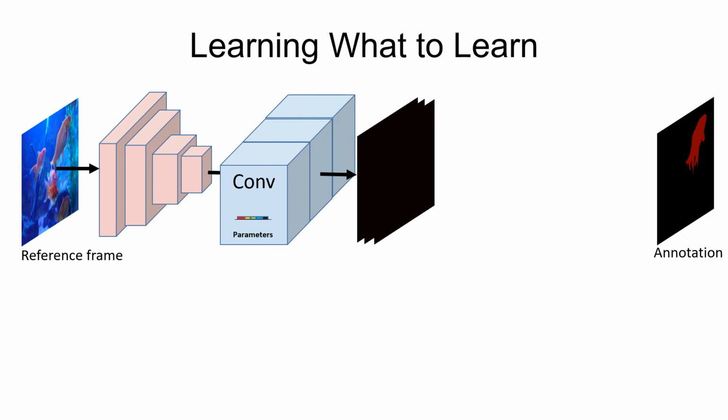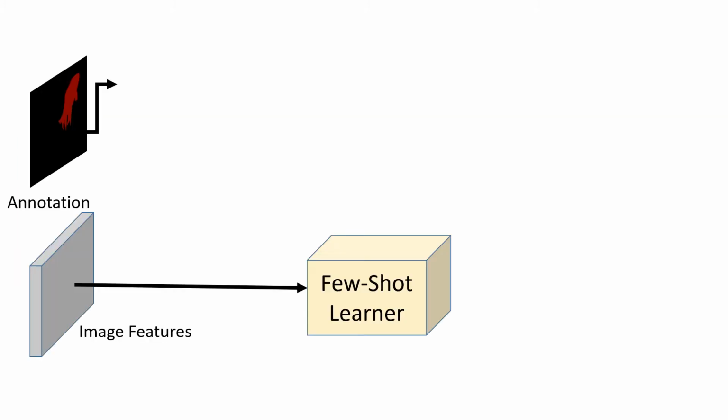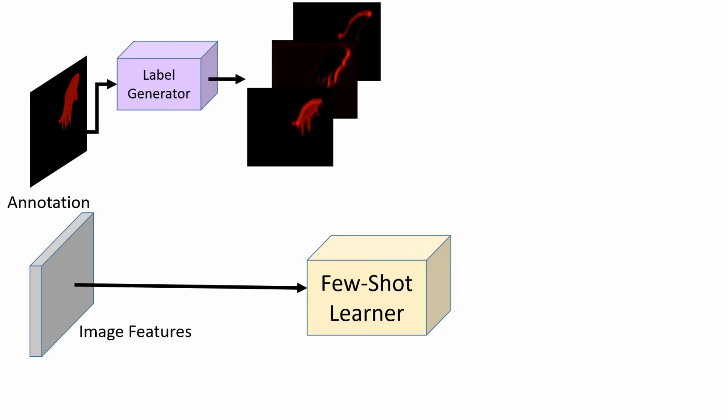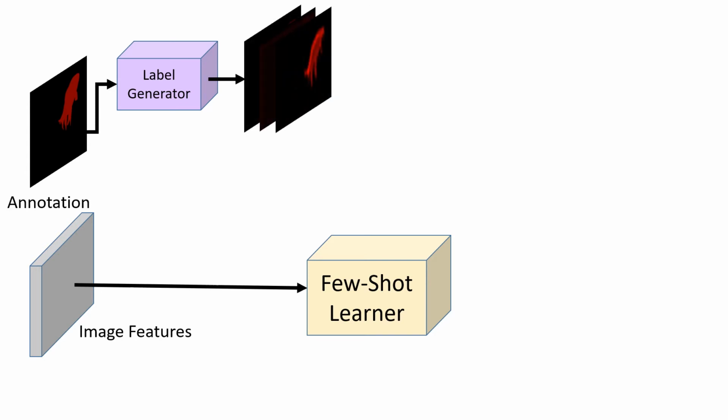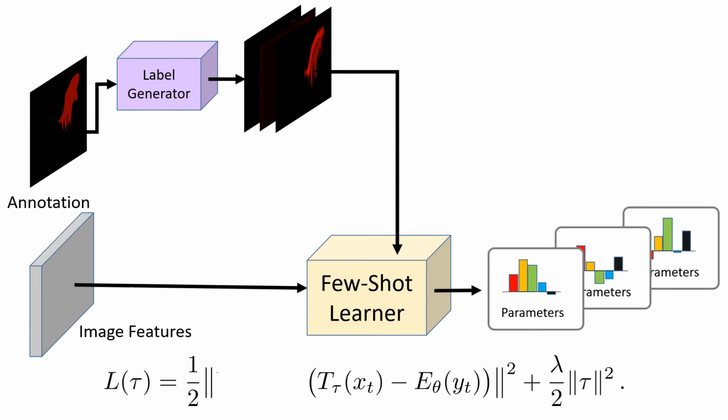The question then is, how do we train the filters? Or how do we construct the labels for the few-shot learner? In this work, we propose to learn the labels. In other words, learning what to learn. To this end, we introduce a label generator which encodes the target annotation into a multi-channel representation. Ideally, this can provide strong target-aware cues which guide the network to generate accurate segmentations. The few-shot learner can train the filters to predict this label encoding using the same strategy as before, but here it minimizes the loss where the labels are provided by the label generator.